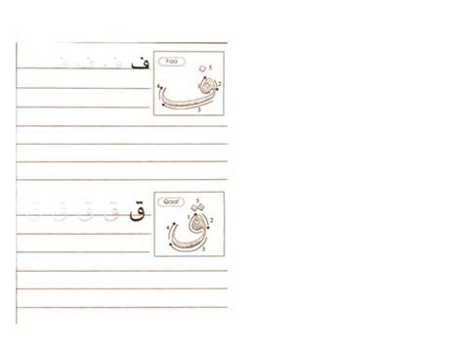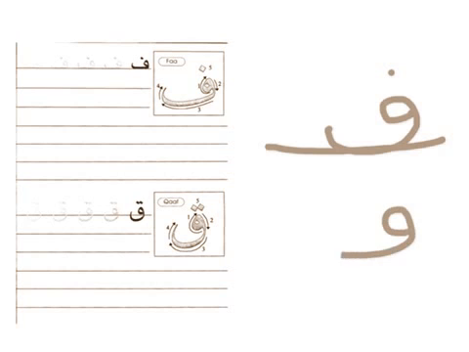Our next letters are fa and qaf. Fa, qaf. They're virtually identical except for the number of points. The letter fa has 1 point over it, and the letter qaf has 2 points. Let's begin with the letter fa. If this is your line, we're going to start above the line, make a scoop, and bring it up with a long tail, 1 point up. The letter fa. Fa.